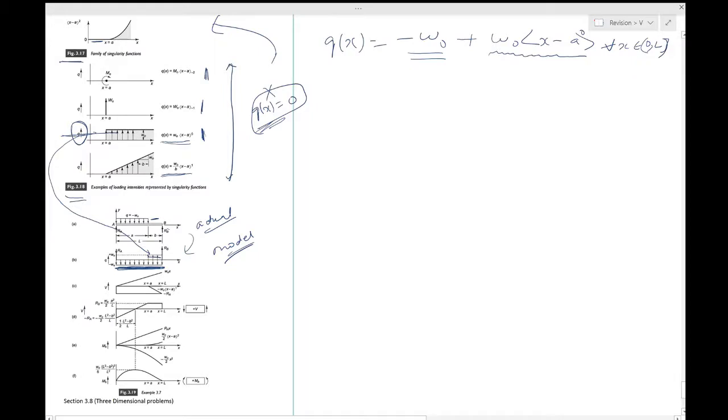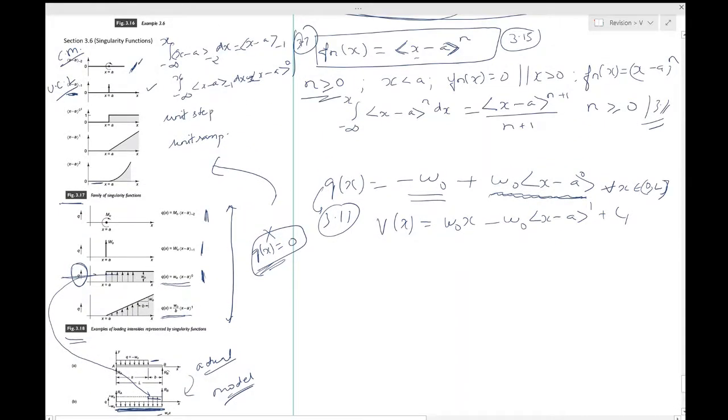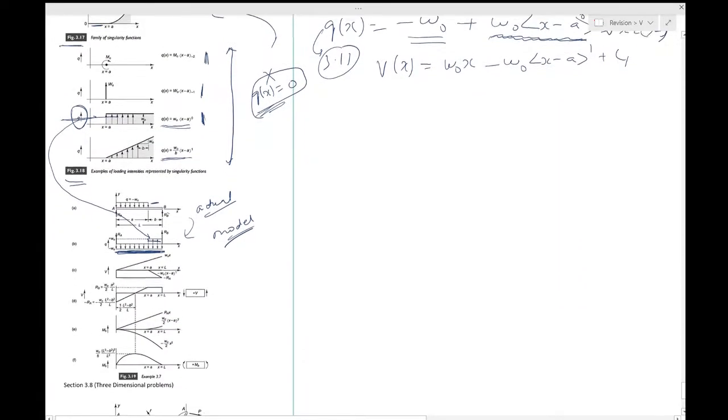Okay, now what you do is you substitute this into 3.11, and then you would find that V(x) is equal to W naught x minus W naught (x minus a) to the power 1 plus c1. How would you do this? You have integrated this, and the integration law, you have seen how that works. So this is the integration law, and similarly you want V(0) equal to c1. But that is actually equal to minus of Ra.